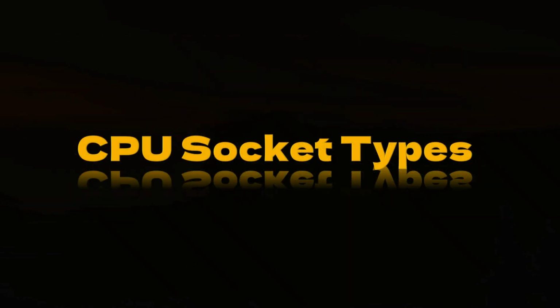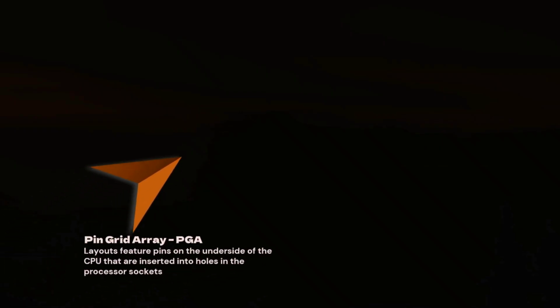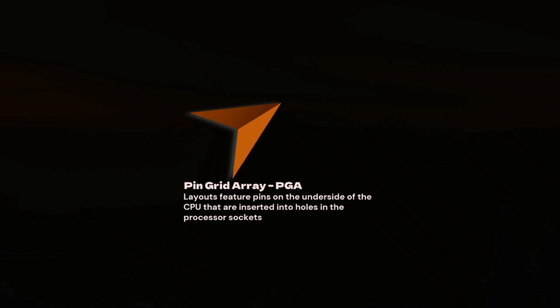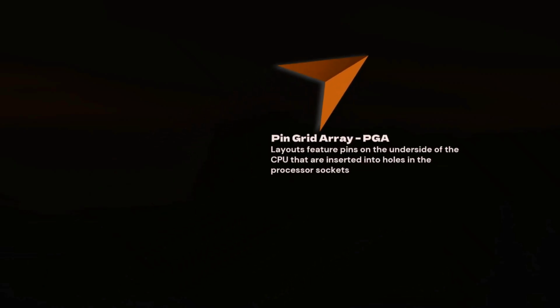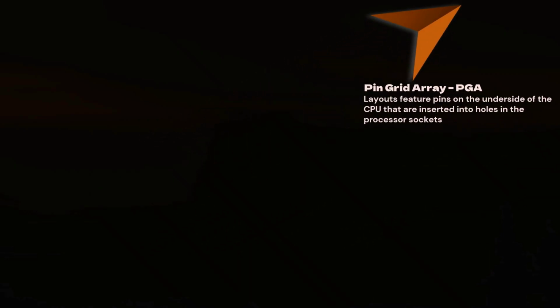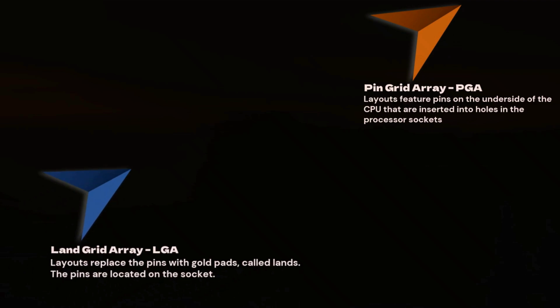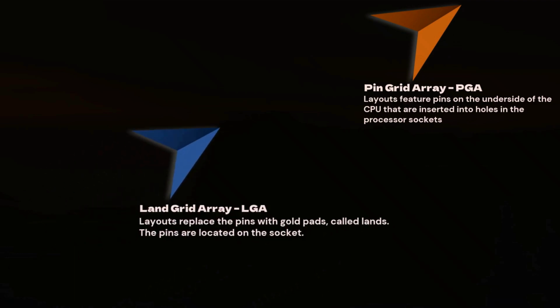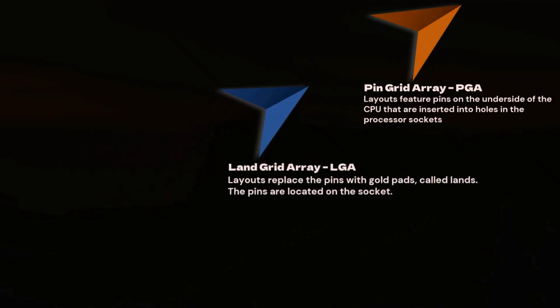The CPU socket provides the physical and electrical connection between the CPU chip and the motherboard. Pin grid array or PGA layout features pins on the underside of the CPU that are inserted into holes in the processor socket. Land grid array or LGA layout replaces the pins on the bottom of the CPU with gold pads called lands. The pins are located on the socket instead.